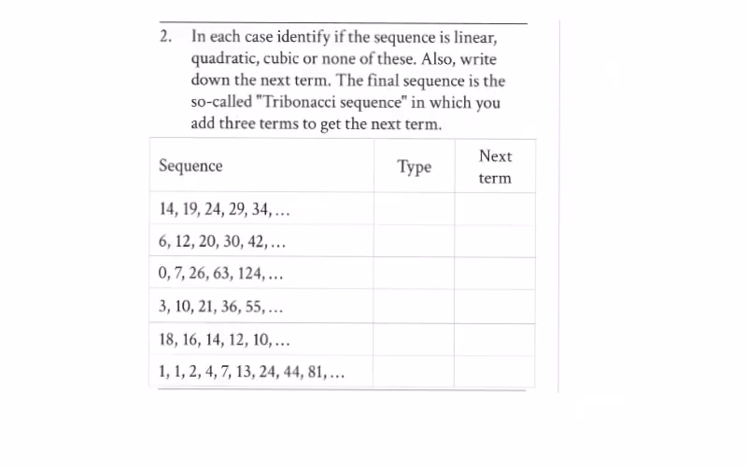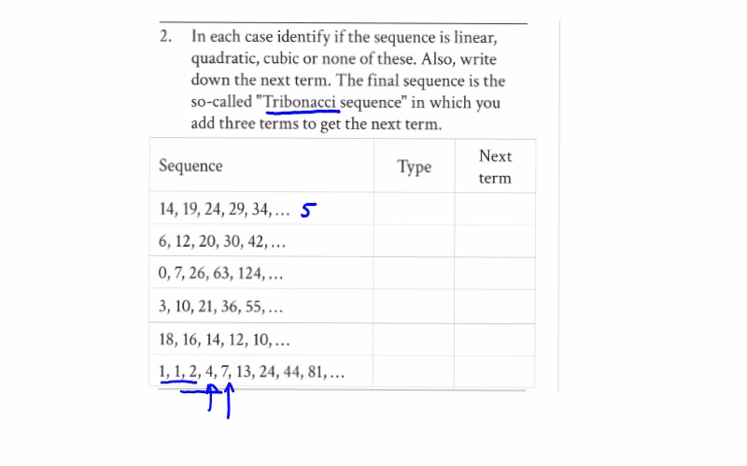Similar in question 2. In each case, identify whether it's linear, quadratic, cubic, or none, and write the next term. And then the final term, which you might not have seen before, Fibonacci, where we add 3 terms together. So 1, 1, and 2 is 4, gives us this term. Then you'd have 1, 2, and 4 is 7, which gives this term. We'll come to this in a minute.